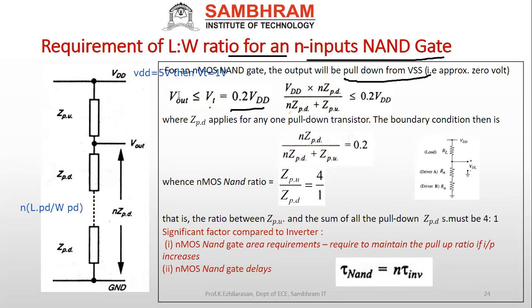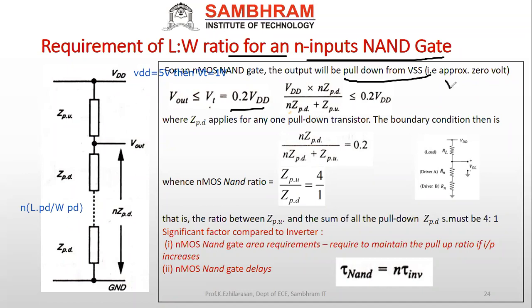Now, how can this be? V out will be determined as VDD times n times ZPD divided by n times ZPD plus ZPU. This V out expression is nothing but, I can say, the voltage divider rule, right? Only this actually, voltage divider rule.